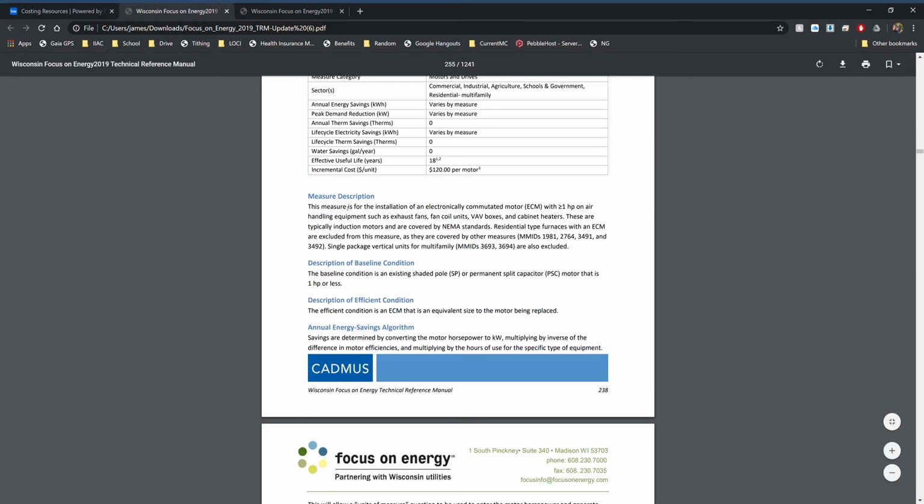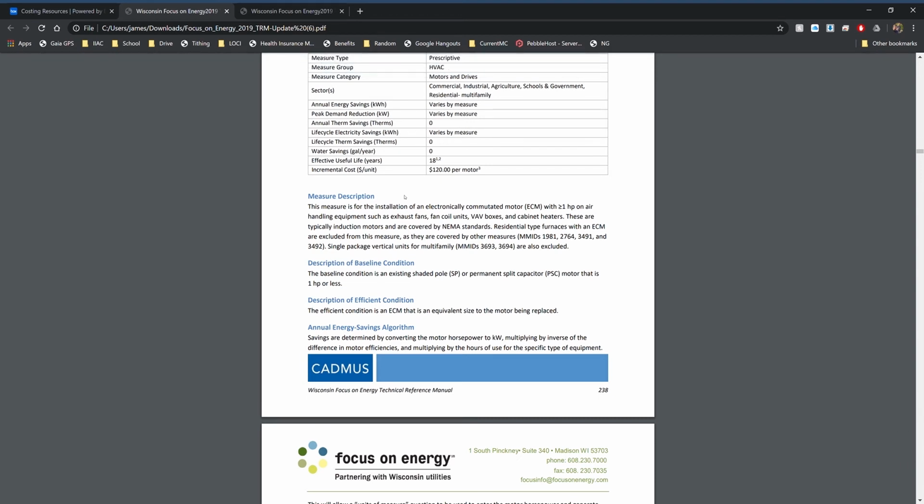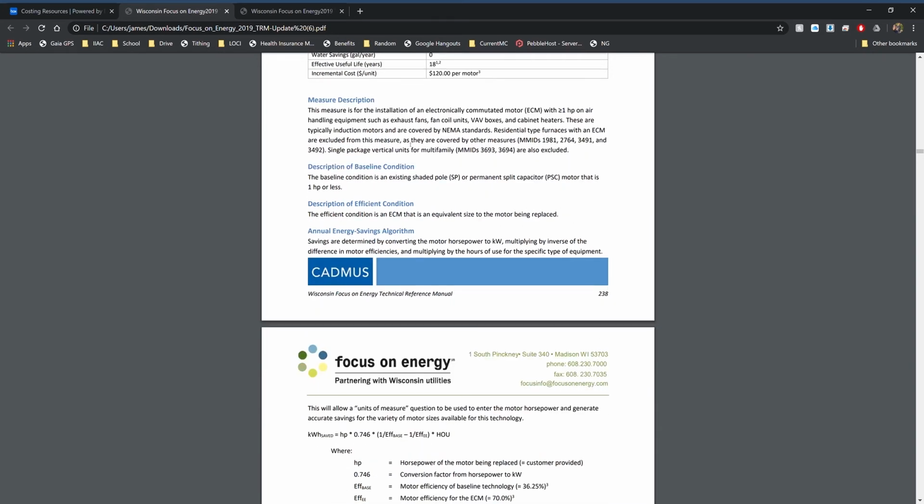So this measure description is basically just a description of what this AR is. So we can just go ahead and read it. This measure is for the installation of an electronically commutated motor, or ECM motor, with less than 1 horsepower on air handling equipment such as exhaust fans, fan coil units, VAV boxes, and cabinet heaters. So something that helps to understand this measure description a little better are these next two descriptions, the baseline condition and the efficient condition.